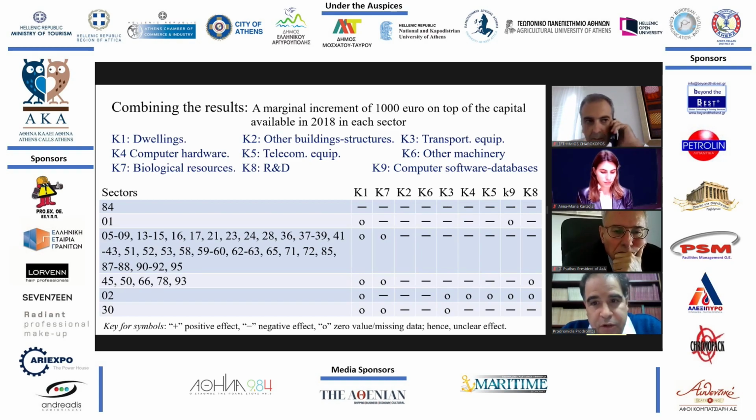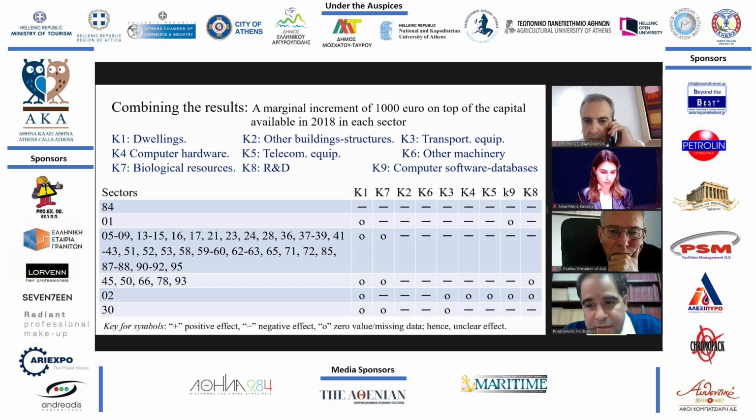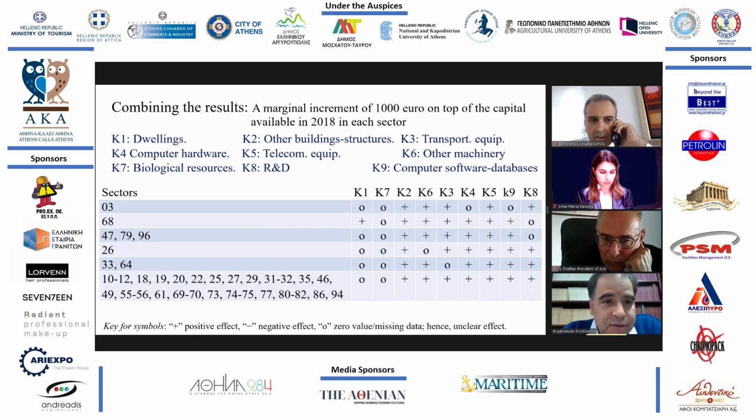This is a good number of sectors, and we notice that whether you do it on dwellings or you do it on transport equipment, the sign is the same. There are a few cases where we cannot be very sure because the data is missing and not sufficient to carry the analysis. But in the cases that we do have information, we see this uniformity. Likewise, we have a good number of sectors where, irrespective of where we're investing, whether dwellings or transport equipment or other machinery, the sign is positive.